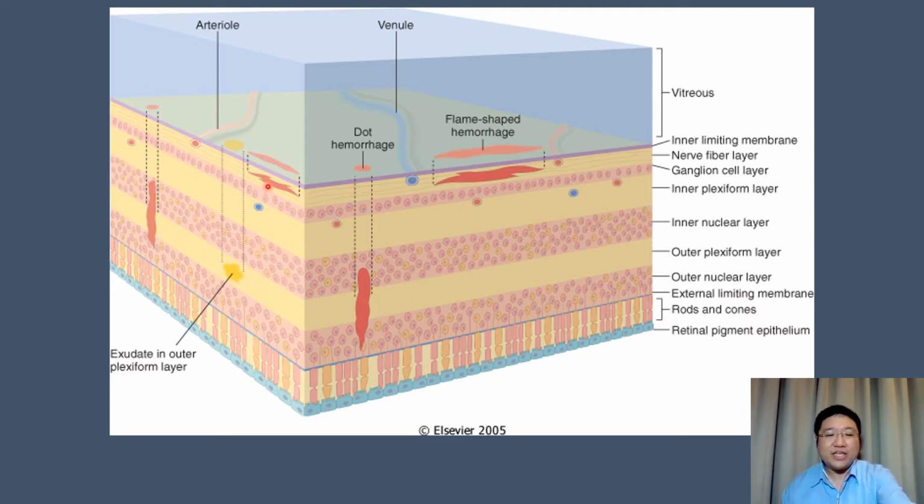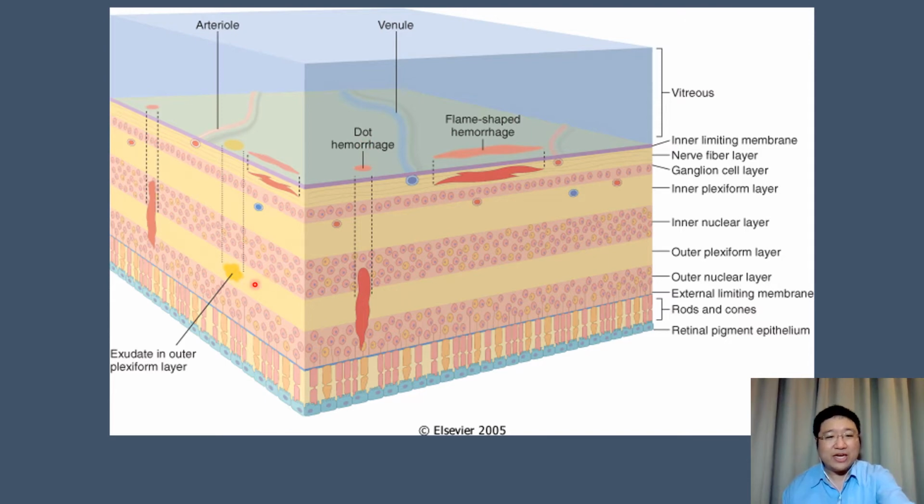When there is hemorrhage, if the hemorrhagic area is within the nerve fiber layer, because the nerve fiber layer is aligned horizontally, the hemorrhage will be seen as flame-shaped hemorrhage. Whereas if the hemorrhage is within the inner layers, the nerve fibers are aligned vertically, so we will see the hemorrhagic area as dot hemorrhage.